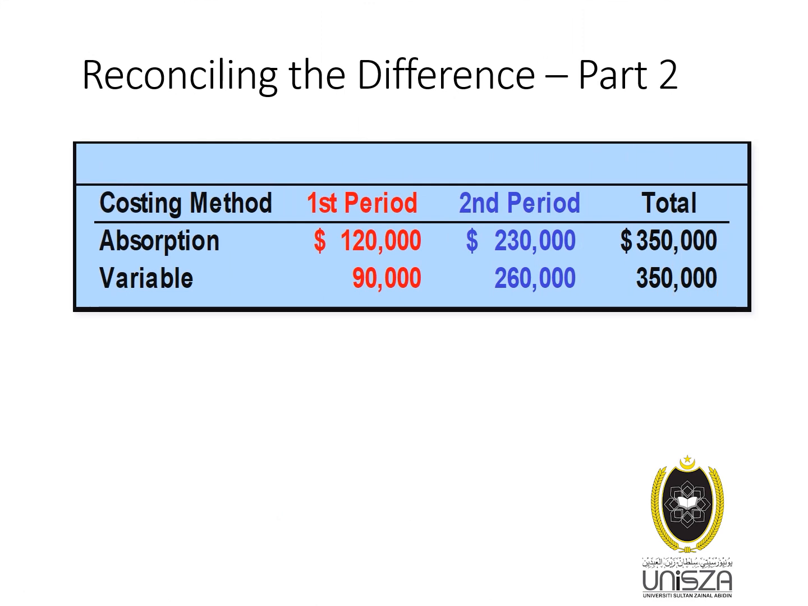So reconciling the difference: for the first year, 120,000 under absorption, and the second year 230,000 under absorption, and the total is 350,000. And under the variable costing method, the first year is 90,000 and the second year 260,000. So you can see the total reported income at the end of the period will be the same, a total of 350,000.